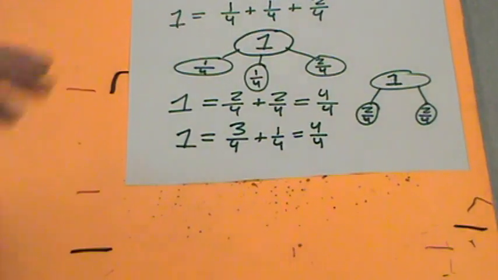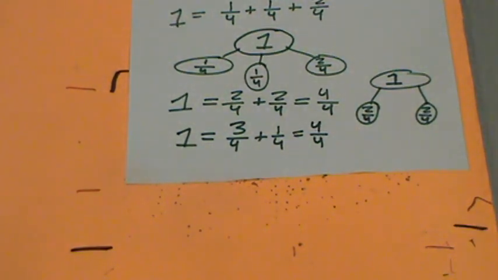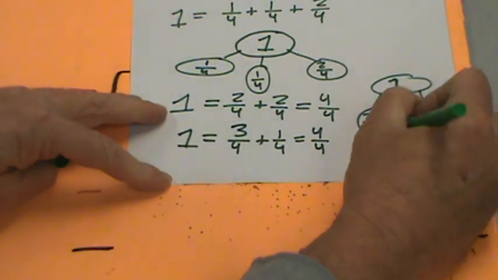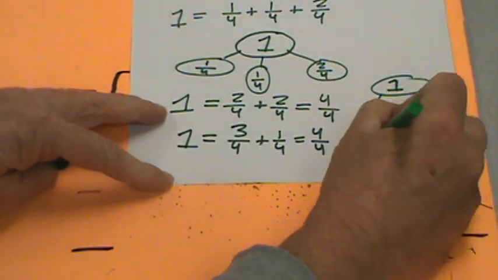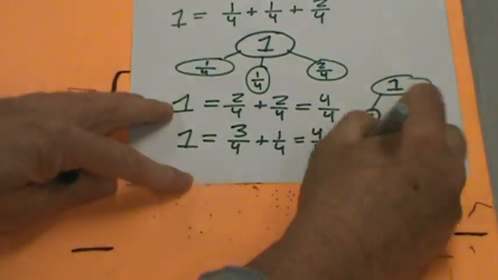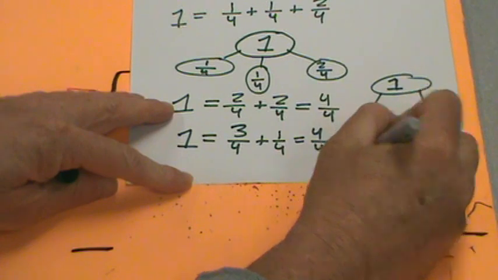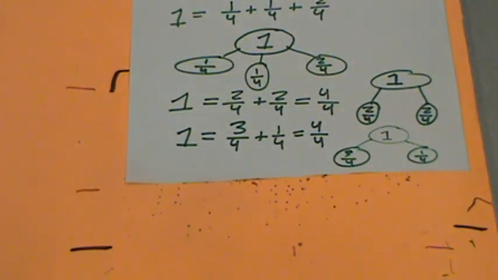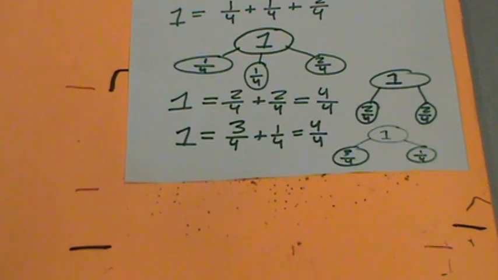So if I was going to do a number bond of this, I would just have to go 1, and you guys might not be able to see this fading pen. Let me try to get a better one. We would just have 3 fourths and 1/4. That's how we decompose this all into different kinds of fourths. Isn't it nice?